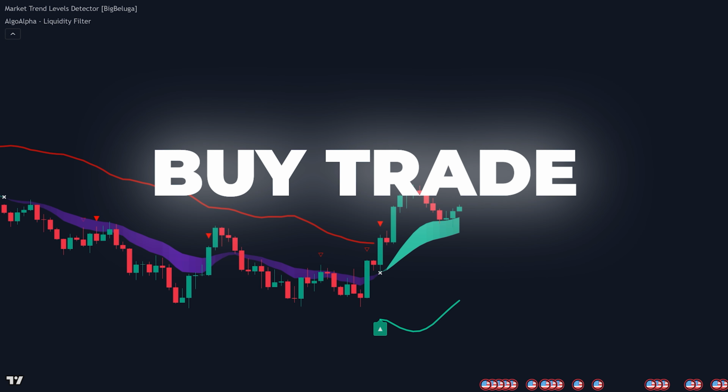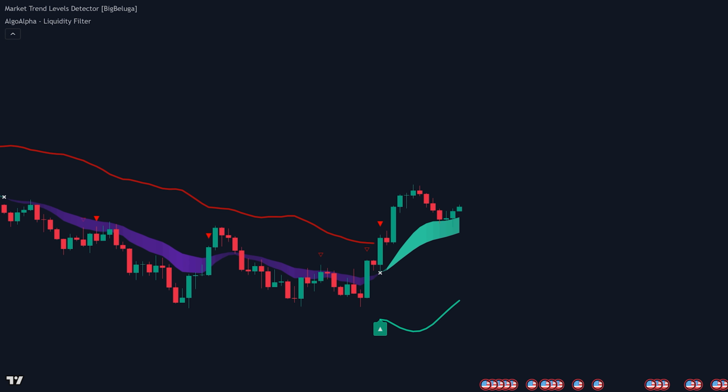Buy trade setup. First, we wait for the liquidity sweep filter indicator to generate a buy signal. Next, we confirm the trend direction using the market trend levels detector indicator. The shaded area on this indicator should be green, which indicates a bullish trend. We then wait for price to retrace and retest the green shaded area. Once price rejects the zone and starts to bounce off the green shaded area, that's our entry confirmation.